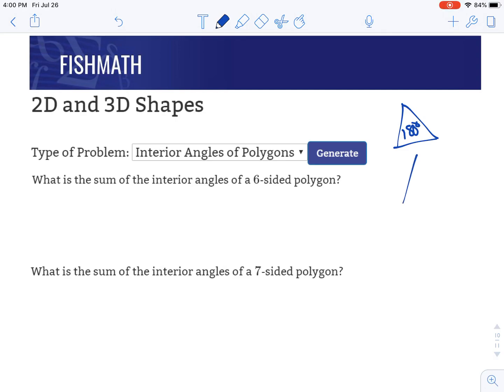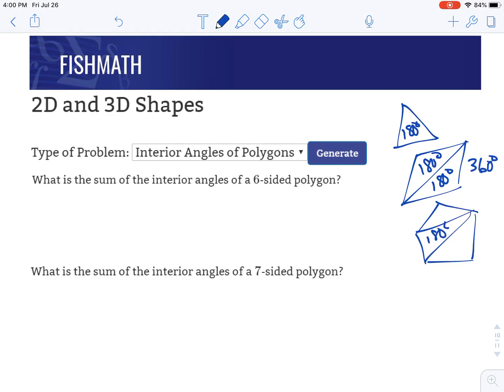So say it was a quadrilateral, that would be two triangles side by side, which is why a quadrilateral, a four-sided shape, would be a total of 360. And then if it has 5 sides, a pentagon, it would have 3 triangles, which would be 3 180s, which would be a total of 540 degrees. So this builds a nice little pattern.